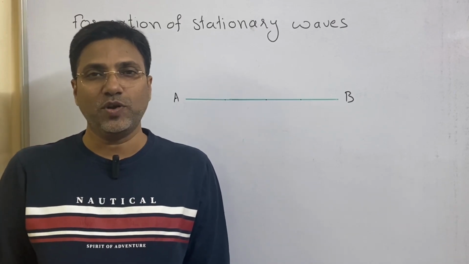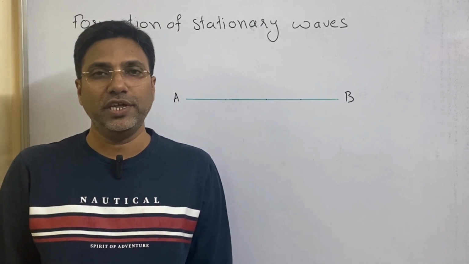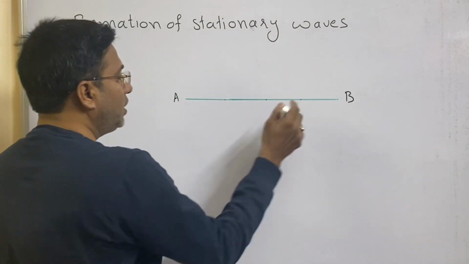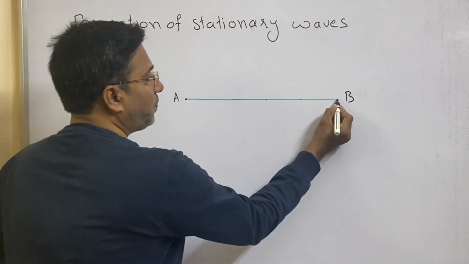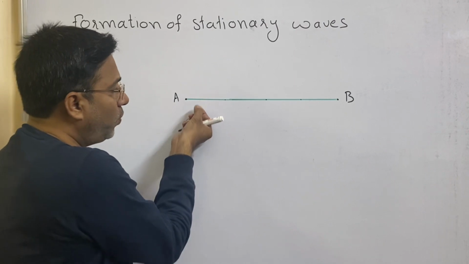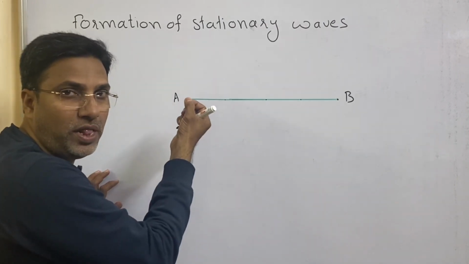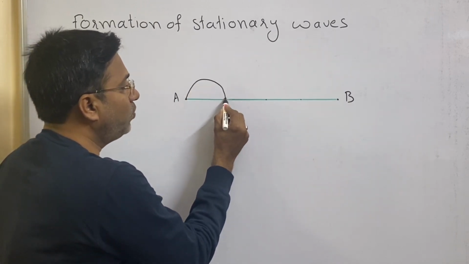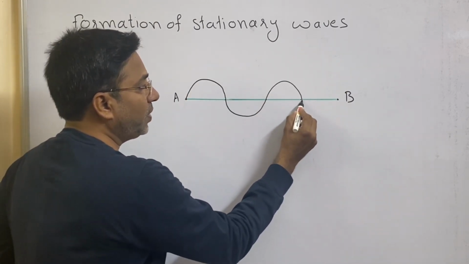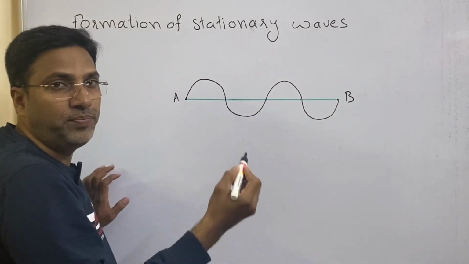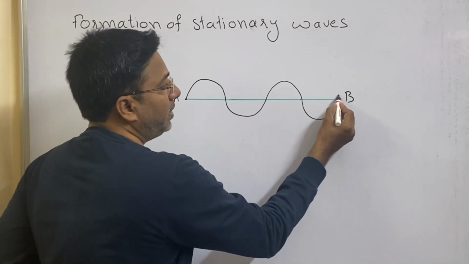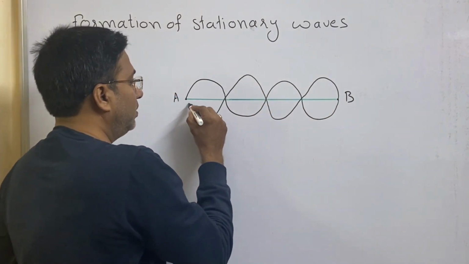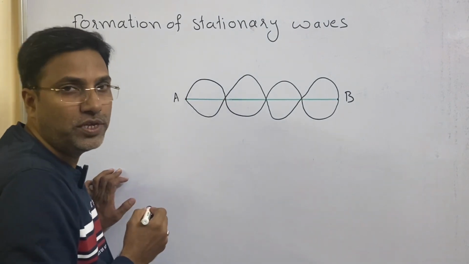Let us understand the first part of the question, that is formation of stationary waves in stretched string. Let us consider AB is a string which is fixed between 2 points. When you pluck one end and release it, when you pull the string and release it, waves start from here and it will move to the other end. When it touches the other end, it reflects back and travels in the opposite direction.